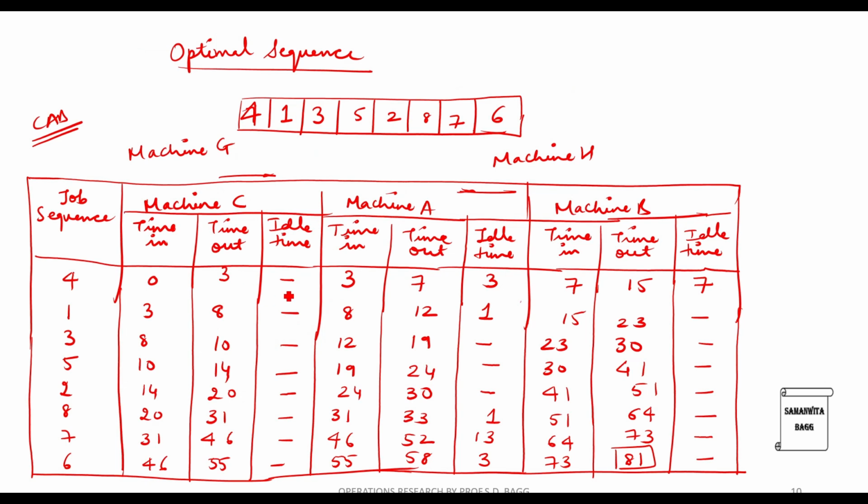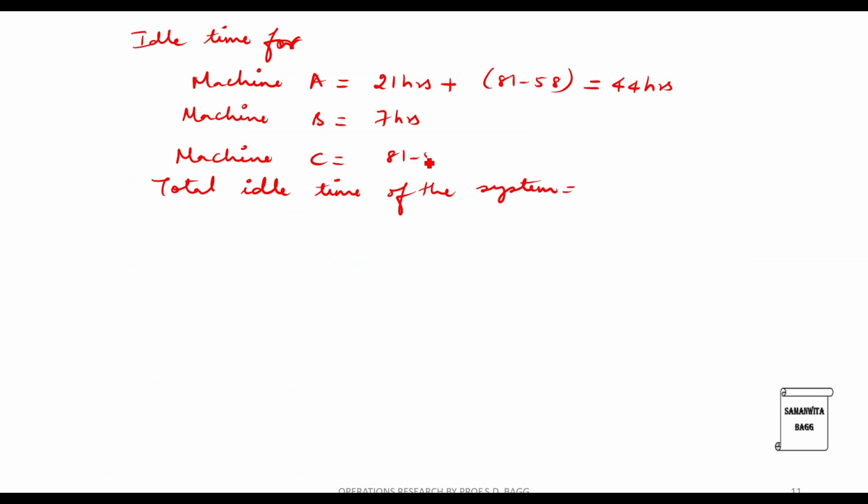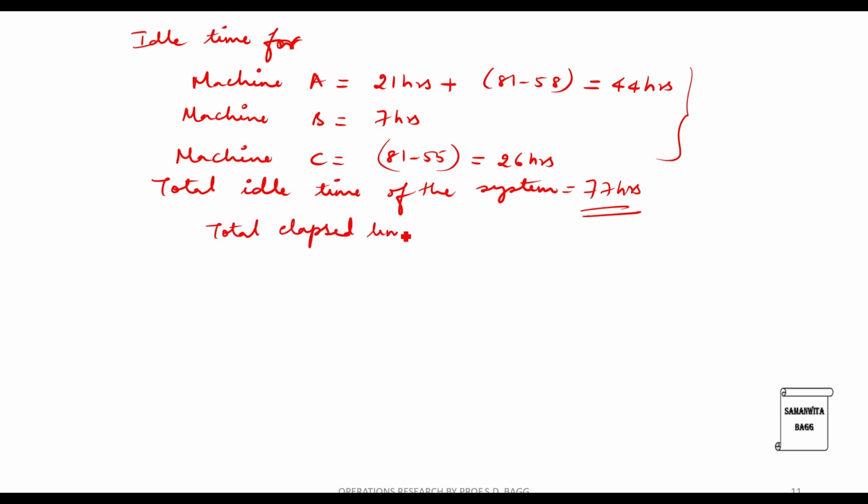Now we'll go to C. For C there is no idle time here. But the only idle time is the difference between 81 and 55. So here I'll write down this is 81 minus 55. This makes it to 26 hours. Now the total idle time of the system is 77. This is a summation of these three, 77 hours. And last we'll write down the total elapsed time. We discussed it is 81 hours. So this is the answer for this question.